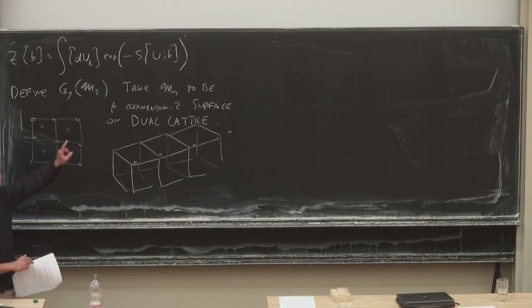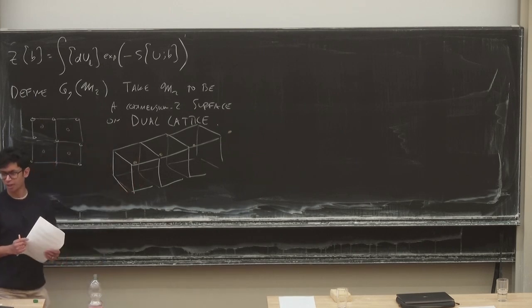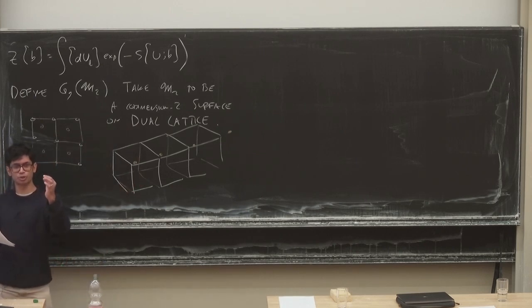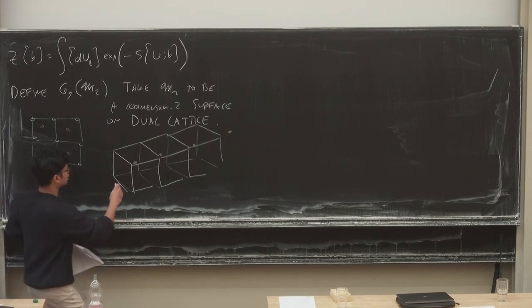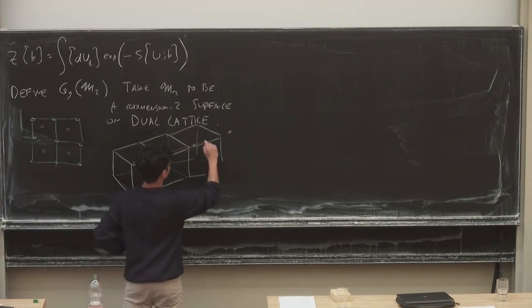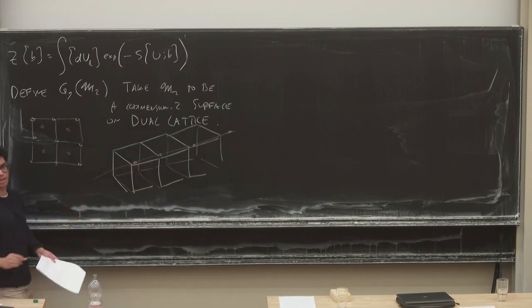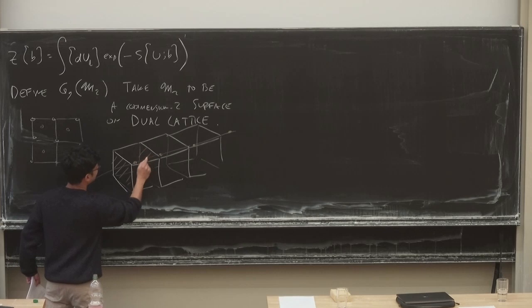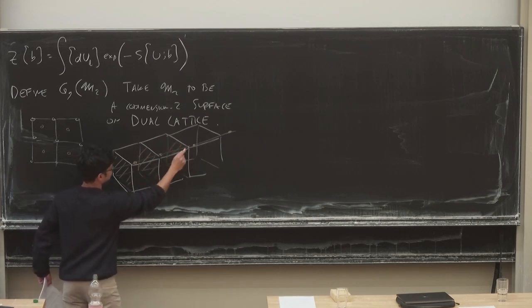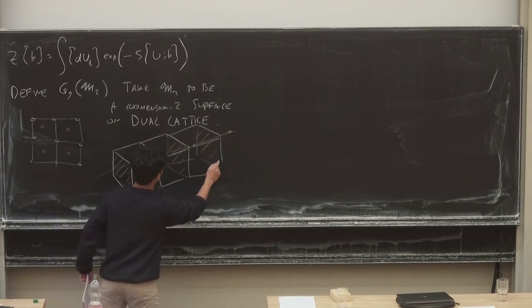And now a codimension 2 surface on the dual lattice. We're in 3D, so codimension 2 is actually a line and not a surface. So a line on the dual lattice looks like this. Here's a line on the dual lattice, and the line on the dual lattice is clearly piercing plaquettes. It pierces each of these plaquettes.